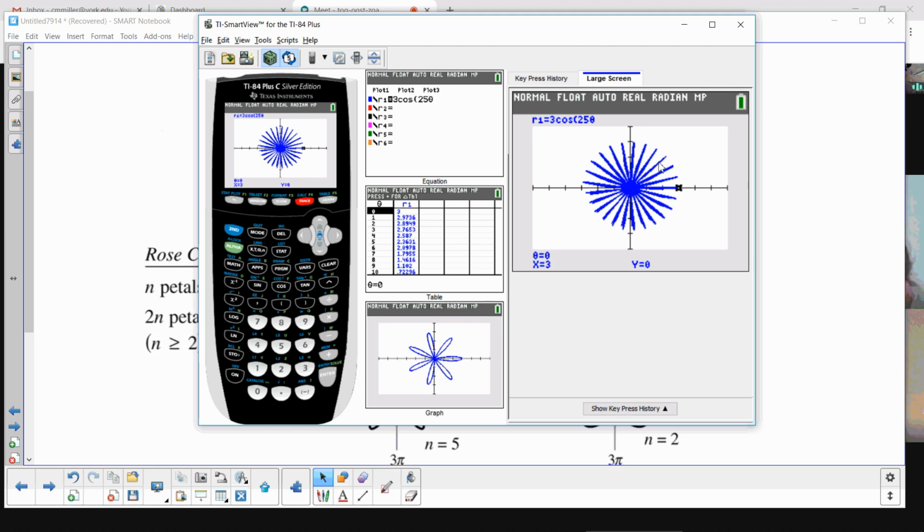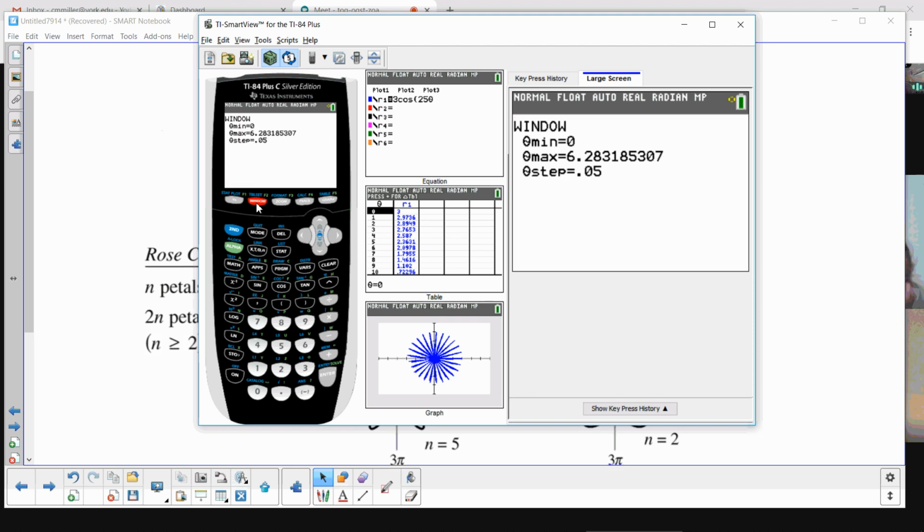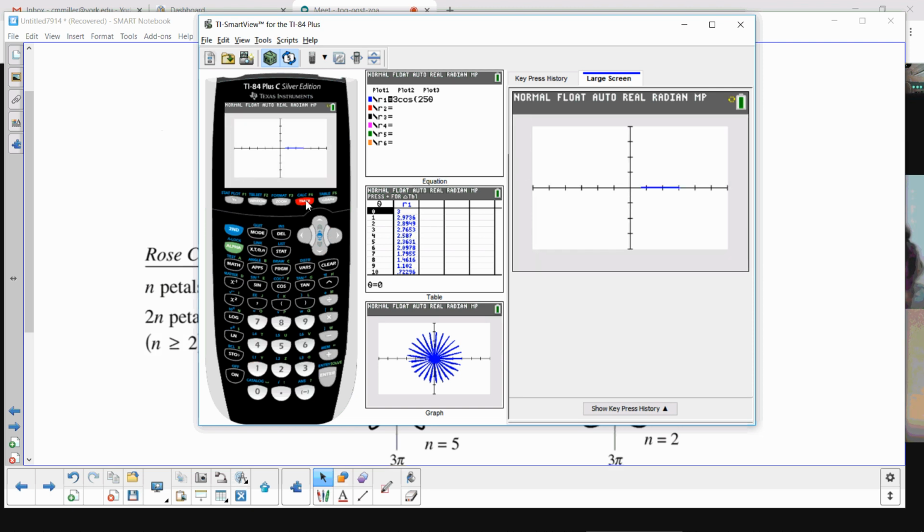All right. And it's kind of jagged, but if you want to make it smoother, you do your window. And you see my theta step is 0.05. If I made that 0.01, they will be smoother, but it'll take longer to graph. You see how they're smoother, they're not quite as jagged. That's going to go around again. You still see it tracing. You still see it moving there, right? Still going.